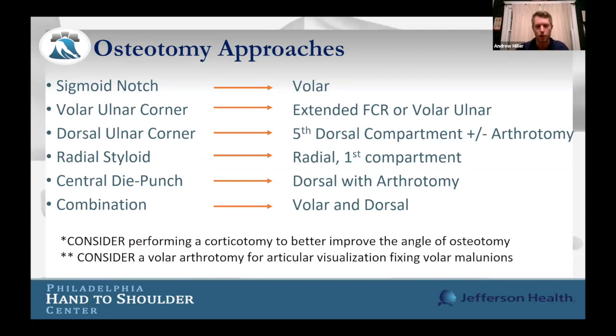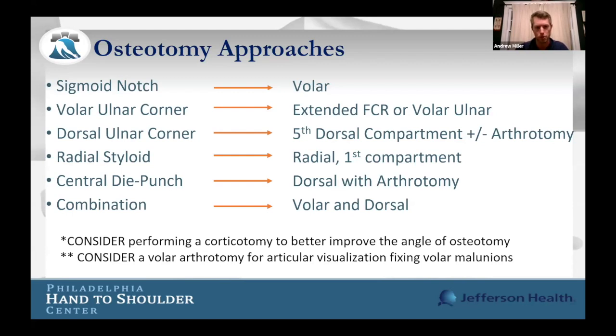Dorsal ulnar corner and wall, typically I'm considering that fifth dorsal compartment, plus or minus an arthrotomy, depending on how significant it is. Radial styloid, I typically use a radial approach and a first compartment approach. If you have that central die-punch, that typically is a dorsal approach with an arthrotomy for me. And then oftentimes, again, these are combinations, and so I wouldn't hesitate to consider both volar and dorsal approaches to these.